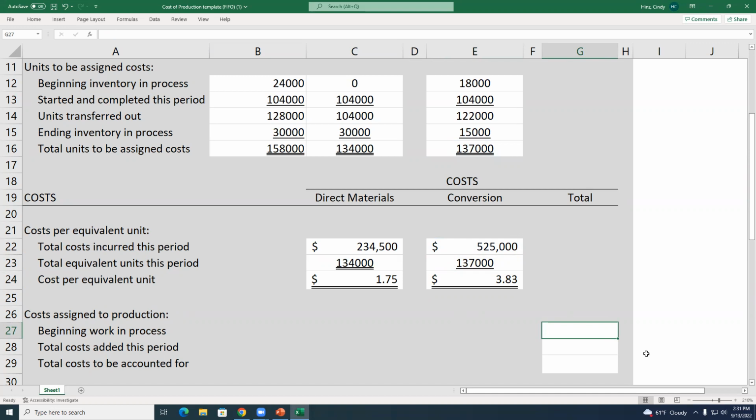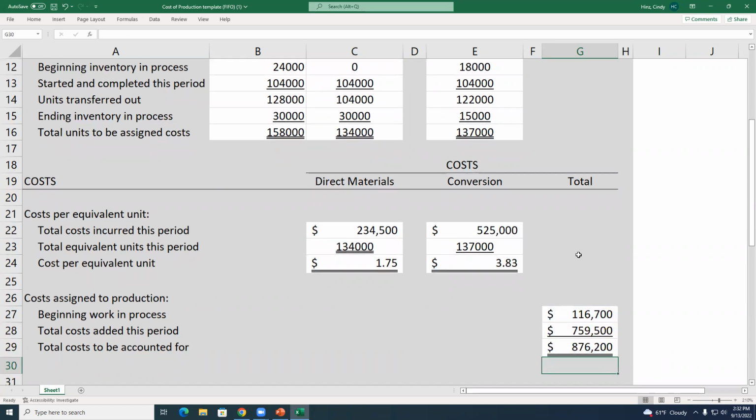To keep going with this template, then the next part is assigning costs to production. The beginning work in process is the very first line in the given information. We're looking for dollars here, $116,700. And then the costs added this period were for direct materials and conversion costs. And so really, that second part of step 3 is the cost summary. $876,200 worth of direct materials and conversion costs went through this account.